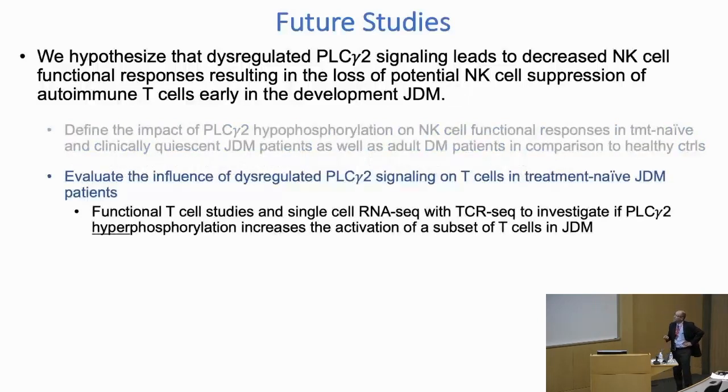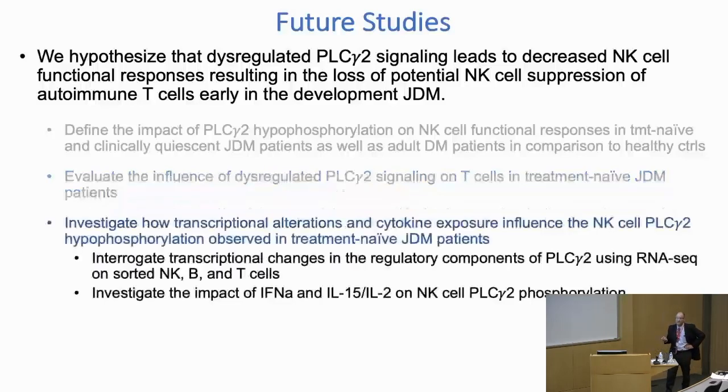I've mentioned briefly that there was evidence of hyperphosphorylation of PLC gamma 2 on T cells, and we're interested in investigating that by doing functional T cell studies and single cell RNA-seq with TCR-seq to investigate if PLC gamma 2 hyperphosphorylation increases the activation of a subset of T cells in dermato.